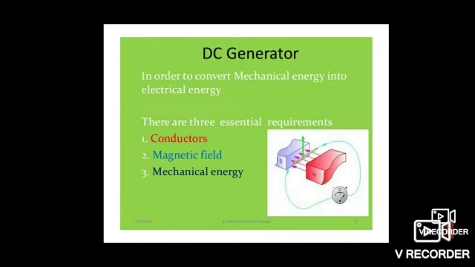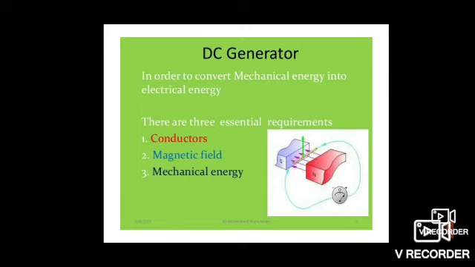Then DC generator. In order to convert mechanical energy into electrical energy, generators are used. There are three types of generators: shunt generator, series generator and compound generator.